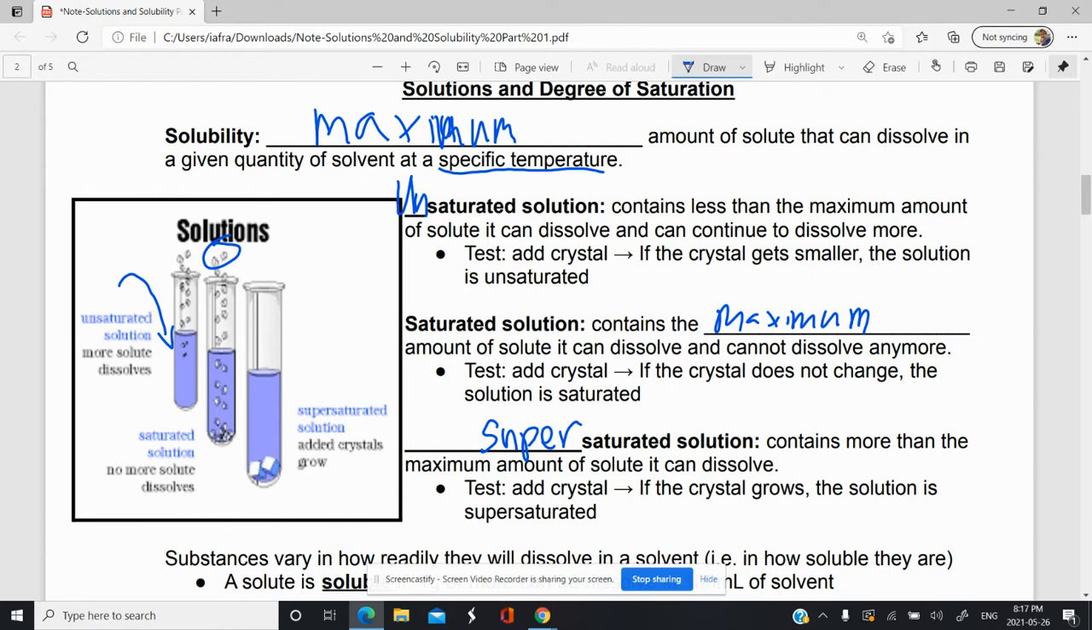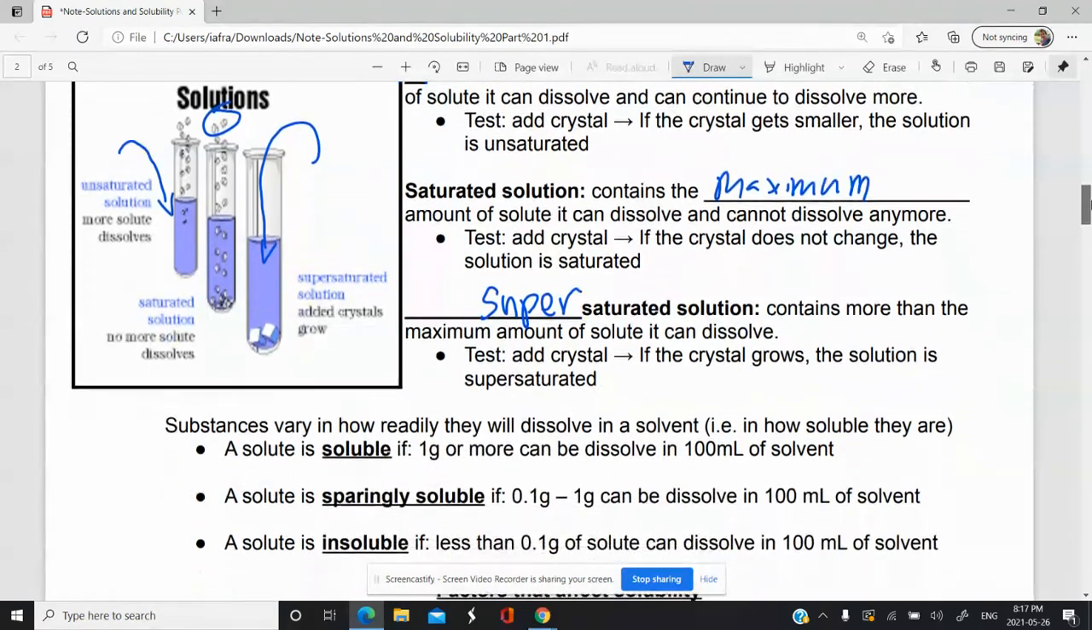And so to test that out, you would add a crystal to your supersaturated solution, and the crystal should grow larger if it was supersaturated because it causes all the excess stuff to come out of the solution to crystallize, and you'll see a whole bunch of crystallization occur. So that's what we saw in that first part of the video there.